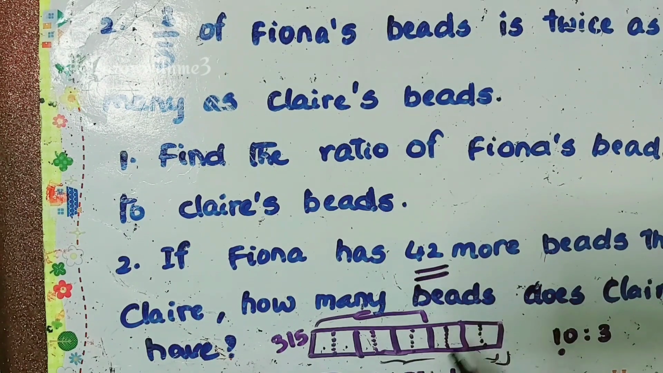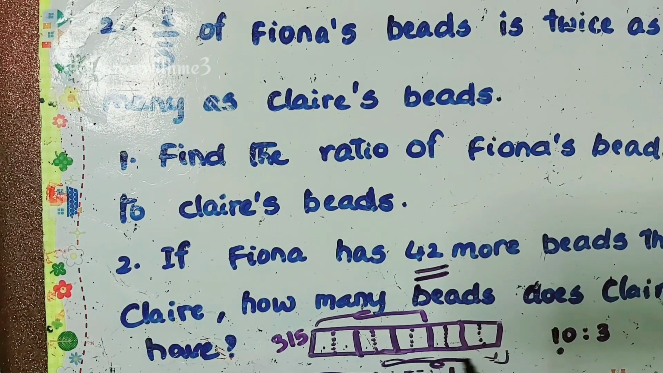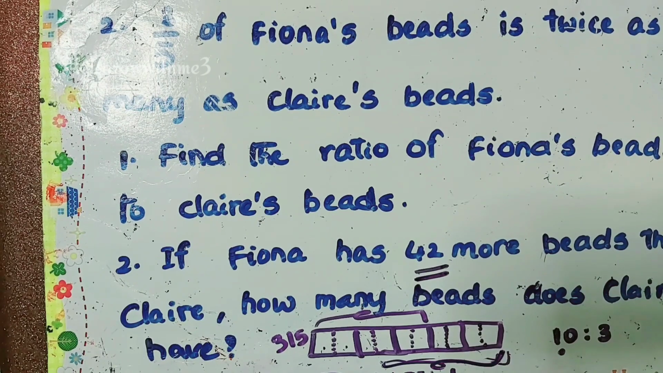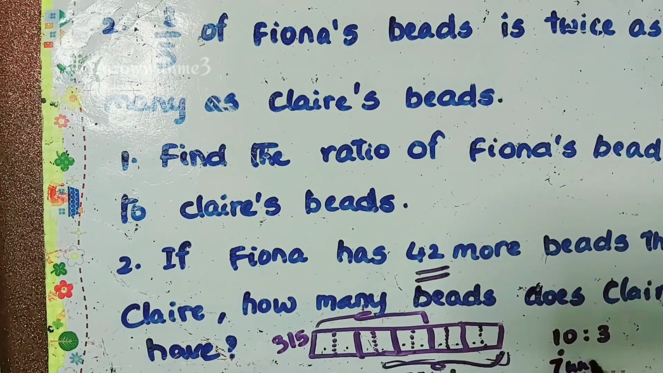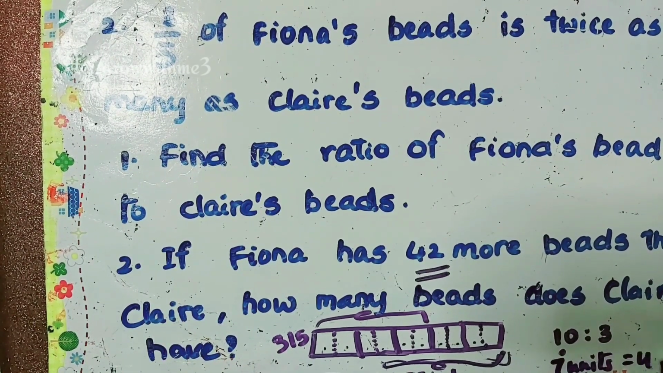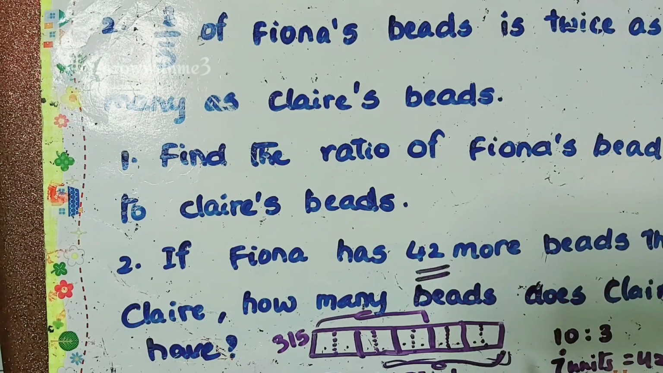If we get 1 unit, we can find any value, right? So let's solve it. 7 units is equal to 42 beats, and then 1 unit is equal to how much? 42 over 7, which is 6, right? 6 beats. If 1 unit is 6 beats, then what he is asking, how many beats does Clary have?